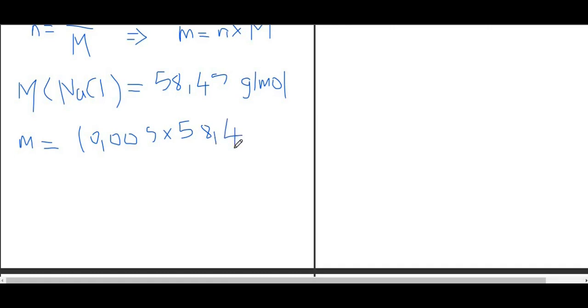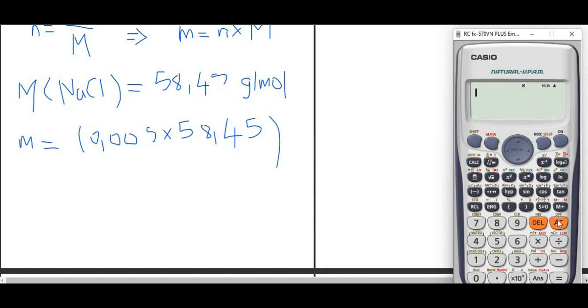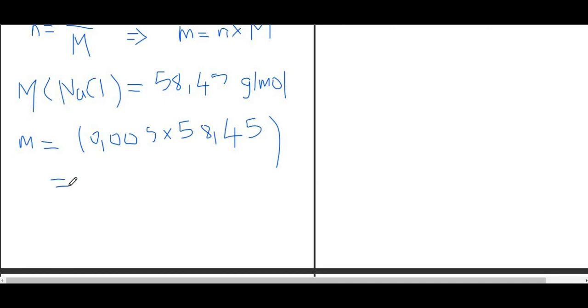Then you'll say, okay, put that in my calculator and see how much you get. So 0.005 multiplied by 58.45. Then you say, okay, how much is that? And you're gonna get a value of about 0.29 something. So you can round off your answer to 2 decimal places. So you say your mass equals 0.29 grams. So you've answered your question.